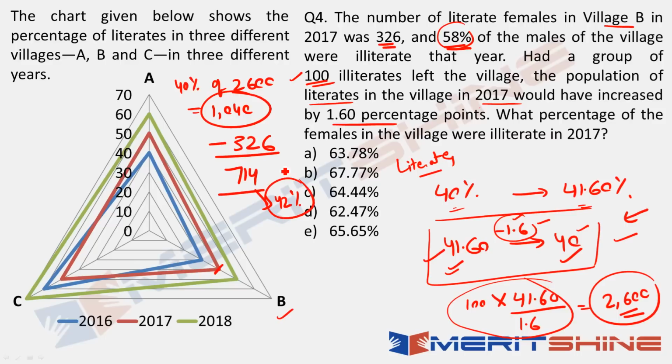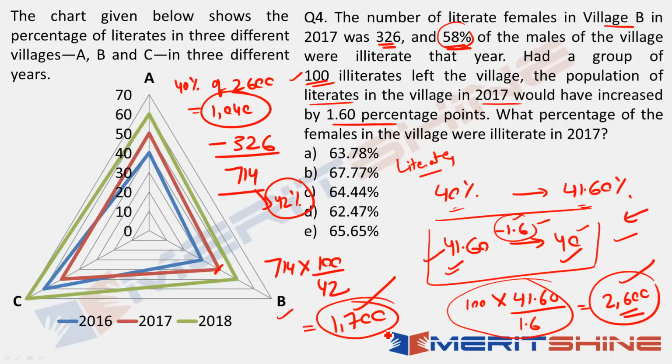So what is the total male population here? That would be 714 into 100 by 42, which gives you 1700. So this is the total male population. What is the total population? 2600. So what is the total female population then? 2600 minus 1700, which is 900. This is the total female population.